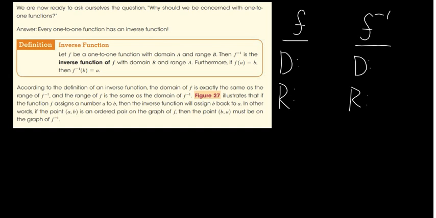Okay. So in my definition, f is a one-to-one function, has a domain of A and a range of B. Easy peasy. Perfect. Okay. All right, and then continuing on, f inverse is the inverse function of f. That's pretty easy, right? It's literally called f inverse, so therefore it's the inverse function of f. It has a domain of B and a range of A.